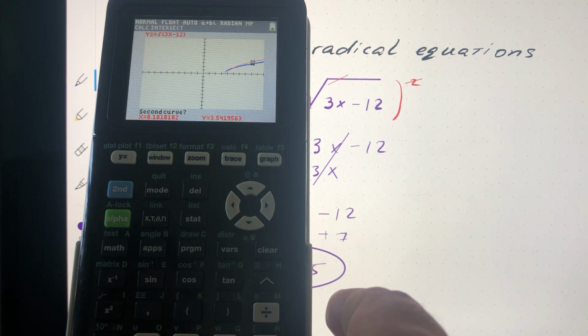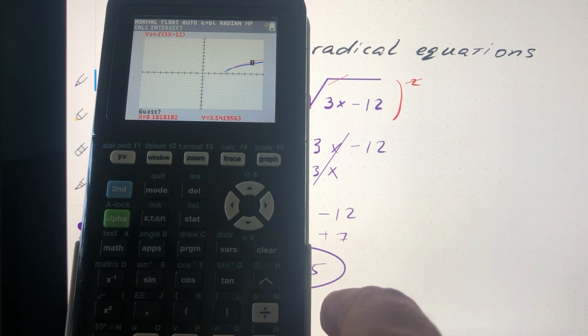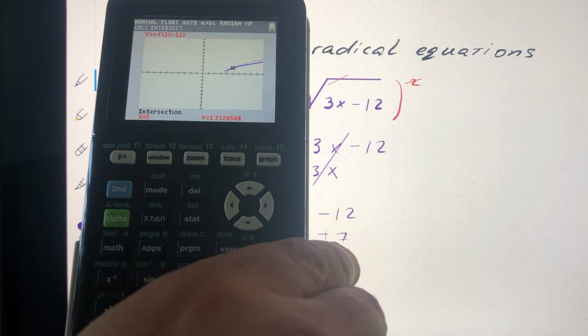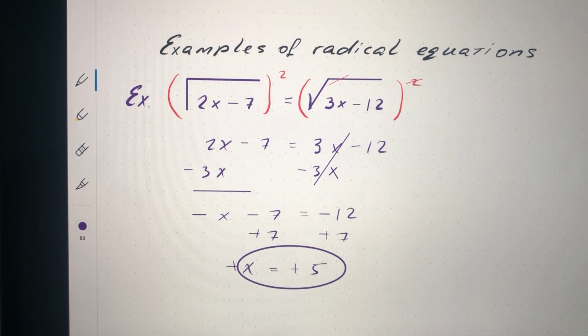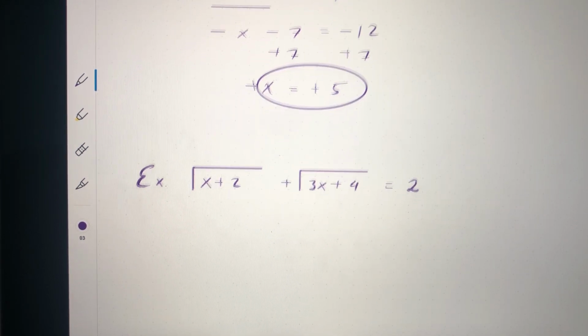We jump to the second. Yes. Do you want to guess? Yes, we do. And so the answer is 5. Just like we thought it would be, and that proves that we have solved our equation correctly, and we found the answer. The second example is a bit more interesting.